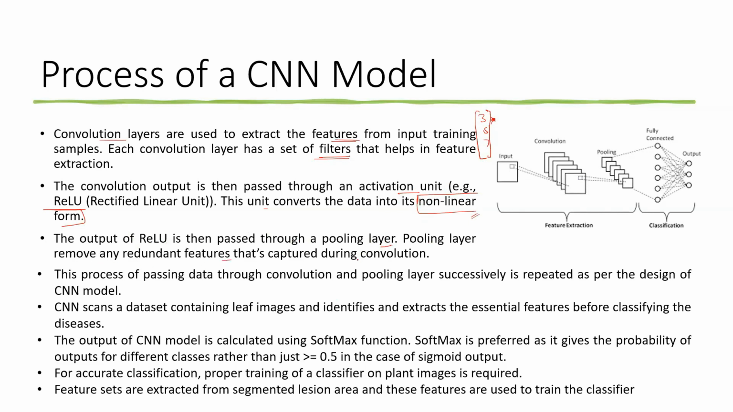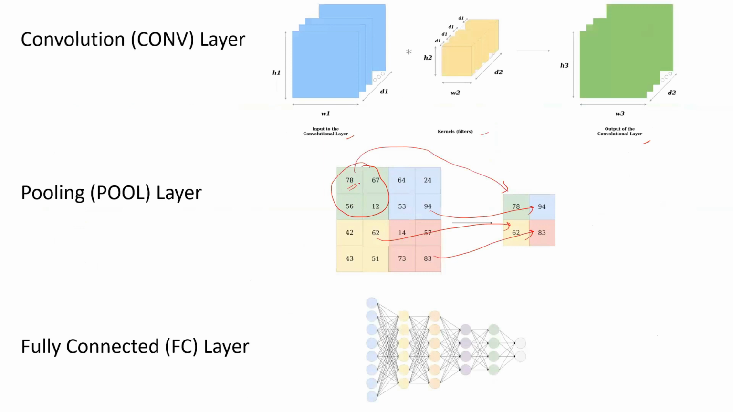any redundant features that are captured during the convolution. Okay, so redundant features means, for example, 78, 67, 56, 12. These are redundant. They will give you this green color only. But for example, 78 has high intensity. This will give you the better result. So we are just removing the redundant values in order to develop a faster system that will learn the features in a very small amount of time.